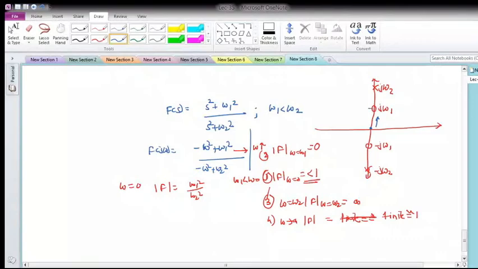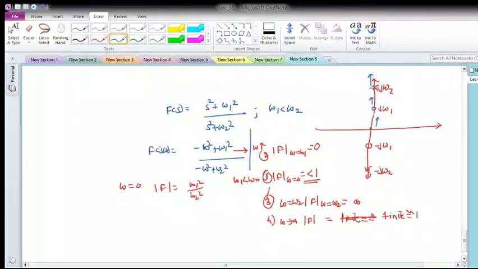At omega equal to omega 1, the magnitude will become 0. If I keep increasing omega, the magnitude will increase. When omega is equal to omega 2, the magnitude will become infinite. When omega is again infinity, the contribution from zeros and poles will be infinite divided by infinite, meaning it will be approximately finite, equal to 1.